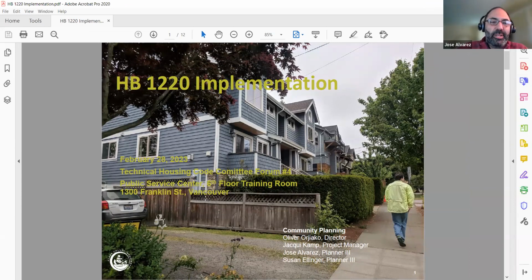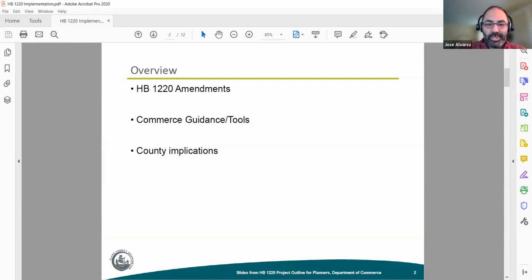So I'm just going to cover the House Bill 1220 implementation. This slide deck was prepared partially from the Department of Commerce. We got a bunch of information from there and how they were going to communicate with planners throughout the state of Washington. So I'm just going to give a high-level overview of the amendments that were done a couple of years ago, the Commerce guidance and tools that they're working on to share with local jurisdictions, and then what the implications are for the county at the local level.